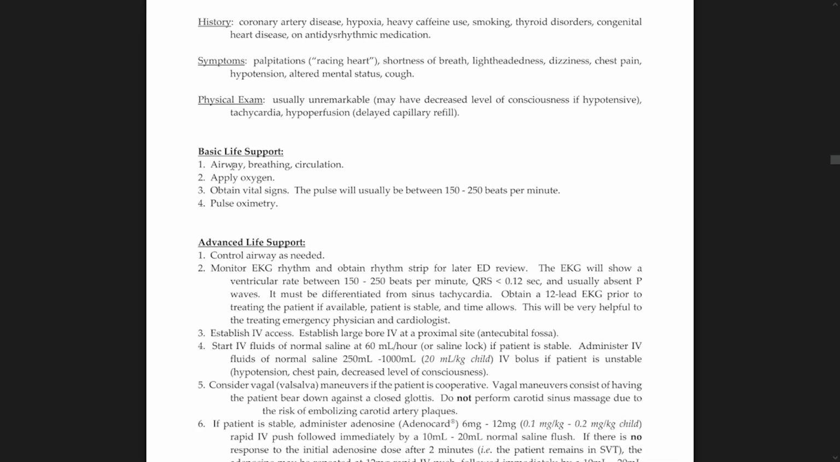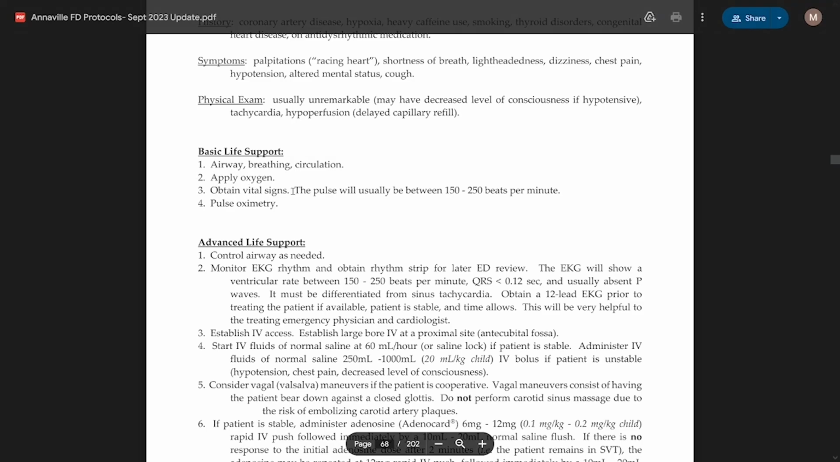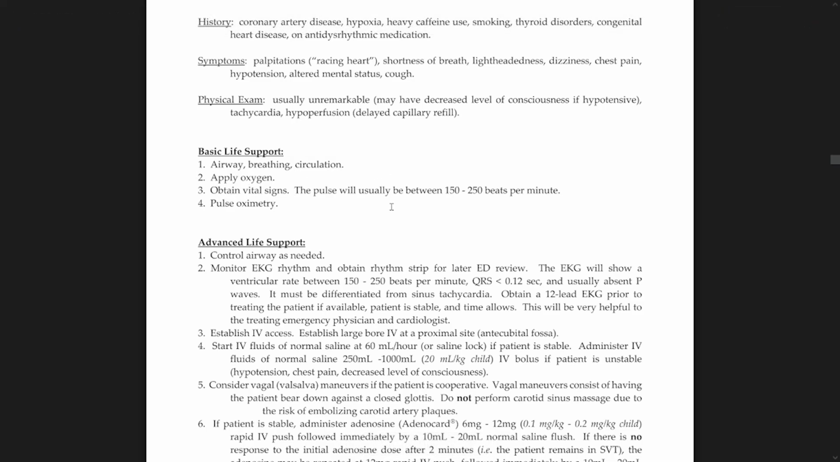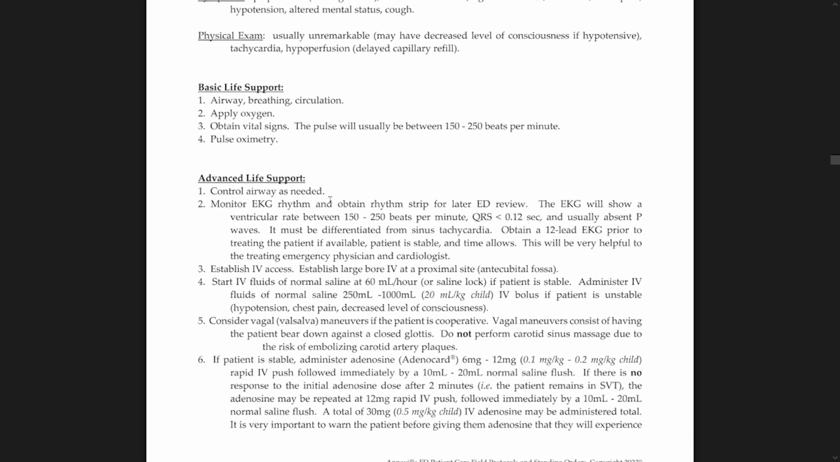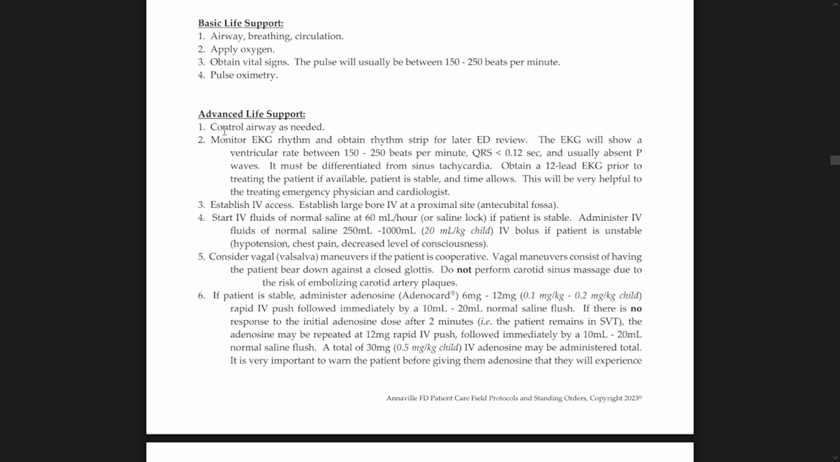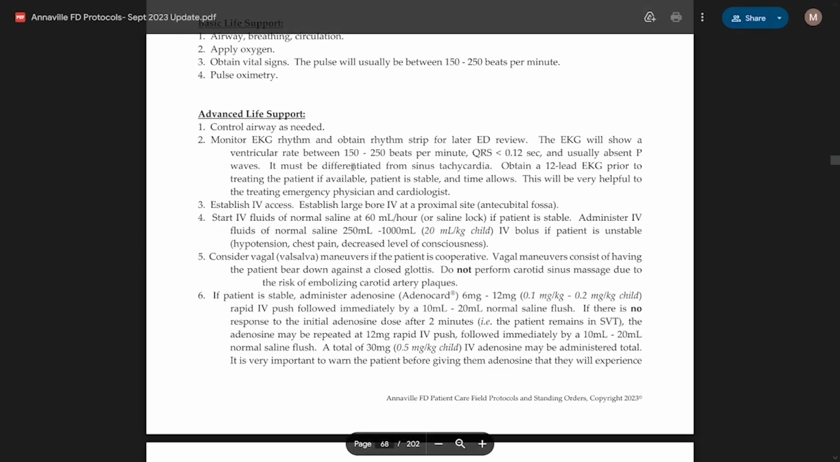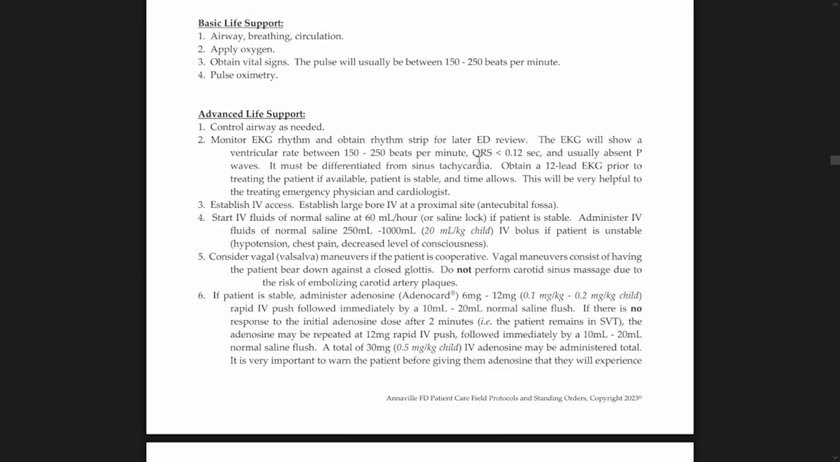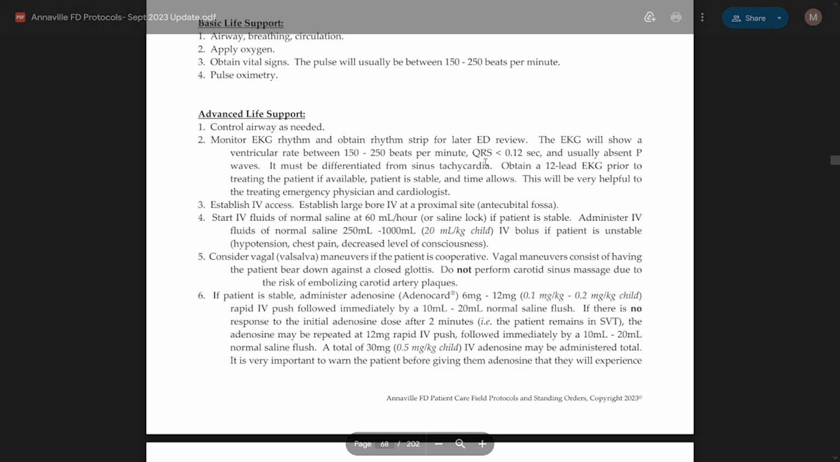For a BLS, all you're really going to do is check the ABCs, apply oxygen, obtain vital signs. Their pulse will normally be between 150 to 250 beats per minute, and pulse oximetry. For ALS, or advanced life support, control the airway as needed, monitor an EKG rhythm, and obtain rhythm strips for later emergency department review. The EKG will show a ventricular rate between 150 to 250 beats per minute with a QRS less than 0.12 seconds. Usually there's no P wave, and it must be differentiated from sinus tachycardia.